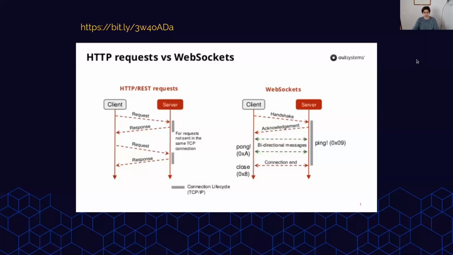So here's a cool diagram I borrowed from OutSystems. You can find it at the bit.ly above. It illustrates the differences between HTTP requests versus WebSockets. So as I've said, with HTTP, you have requests and responses. And with WebSockets, you get a handshake and acknowledgement and bidirectional messages until that connection ends.